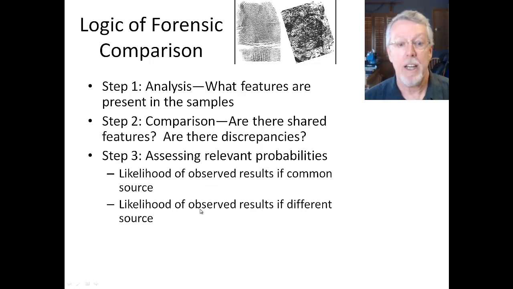And then how likely is it I would observe these alleles if the source was not the suspect, but somebody drawn at random from a reference population? And databases showing the frequency of characteristics in reference populations are used in that domain. In other domains, examiners don't have good databases on which to estimate the frequency of the observed characteristics.